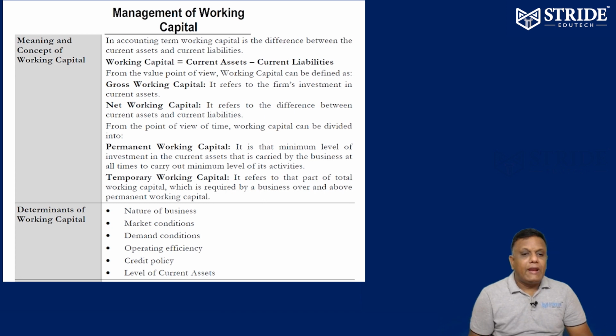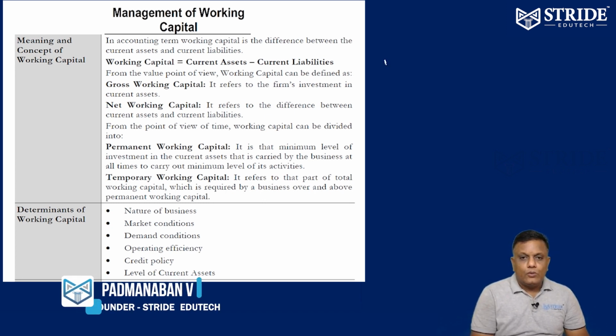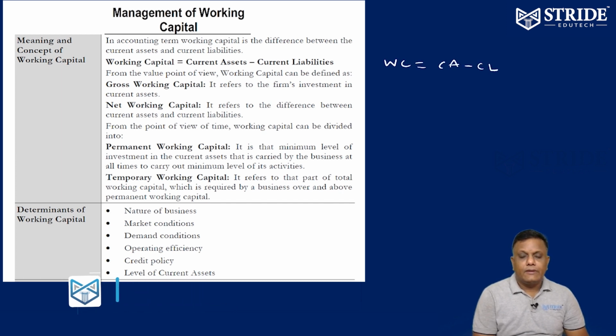Let's see management of working capital. So what is working capital? Working capital is equivalent to current asset minus current liability. So what is current asset generally? Cash in hand, cash at bank, debtors, stock, bills receivable, prepaid expenses, accrued income. These are all current assets.